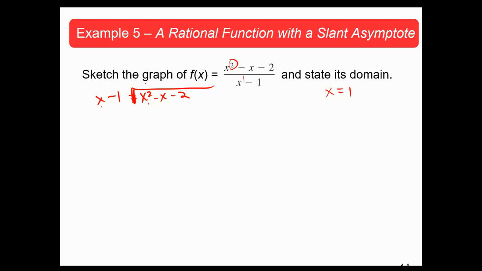So x goes into x squared, x times x is x squared. x times negative 1 is negative x. I'm going to subtract those. And there is absolutely nothing left here. When I subtract them, they become opposite, and so because of that, we have 0. We can bring down the negative 2, but that's my remainder. So my equation of this line is just x.